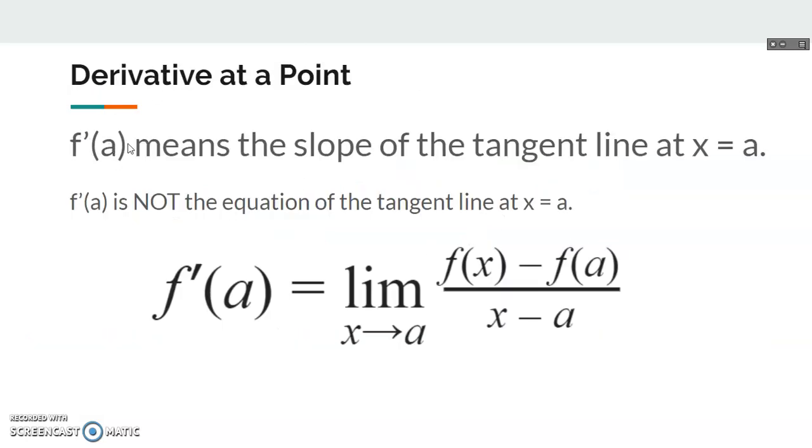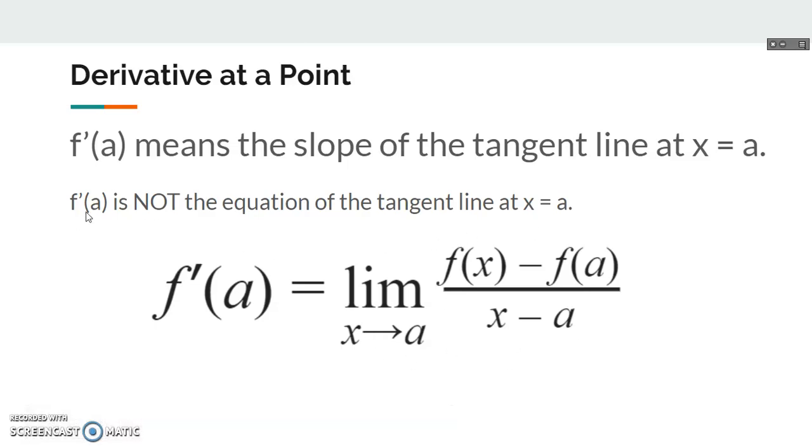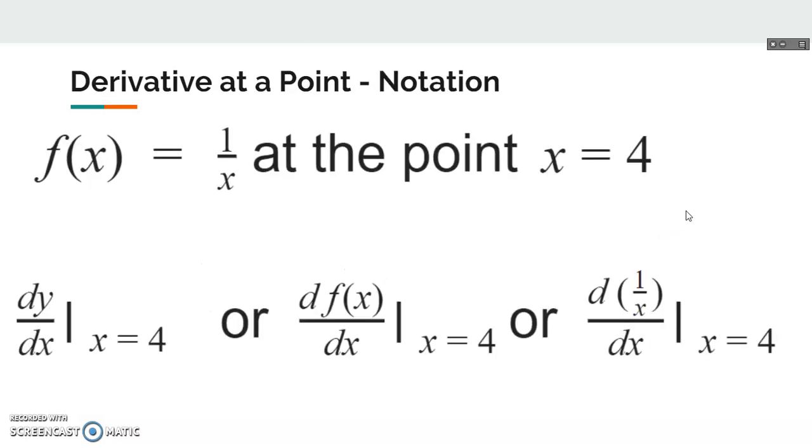F prime of a would be the slope of the tangent line at that particular value. And there's a different limit quotient we can use for that. So the limit as x approaches a of f of x minus f of a over x minus a. If the AP exam asks you to write the derivative as the limit of a quotient or something like that, this is what they're looking for. Keep in mind that f prime of a is not the equation of the tangent line, just the slope of the tangent line. And we'll talk about the equation of the tangent line at the end of this video.